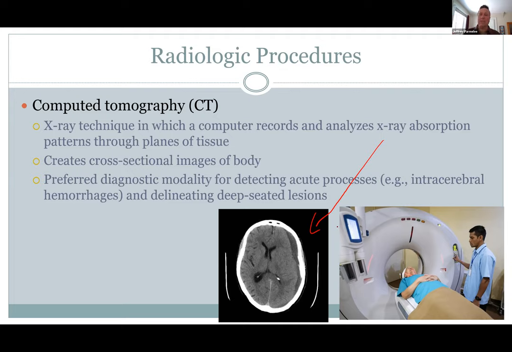Yeah, so there's a big CT scanner. And also deep-seated things. I want to get deep, like a kidney or a pancreas tumor. I want to get deep in there. The x-rays will get in there and show that nicely.